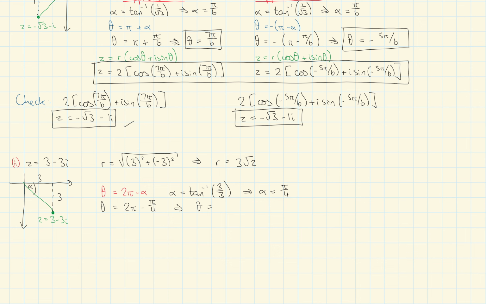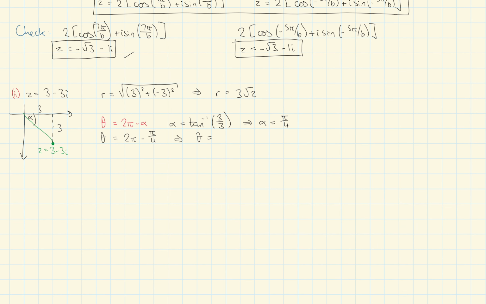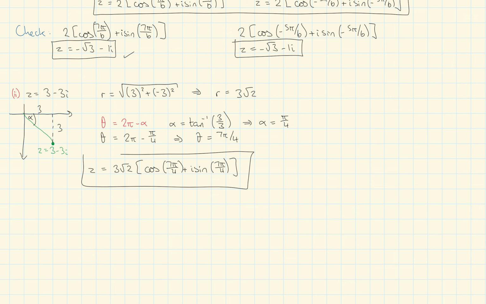So for theta, just safest put these into your calculator. You can do them in your head too, but just for peace of mind. And then to set up our polar form, r is 3 root 2 times cos of 7 pi over 4 plus i sine 7 pi over 4. And there we go, we're in polar form.